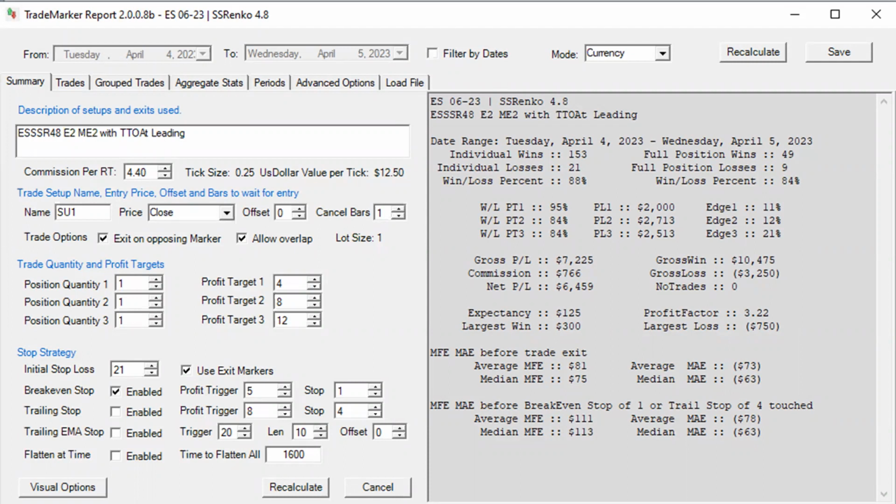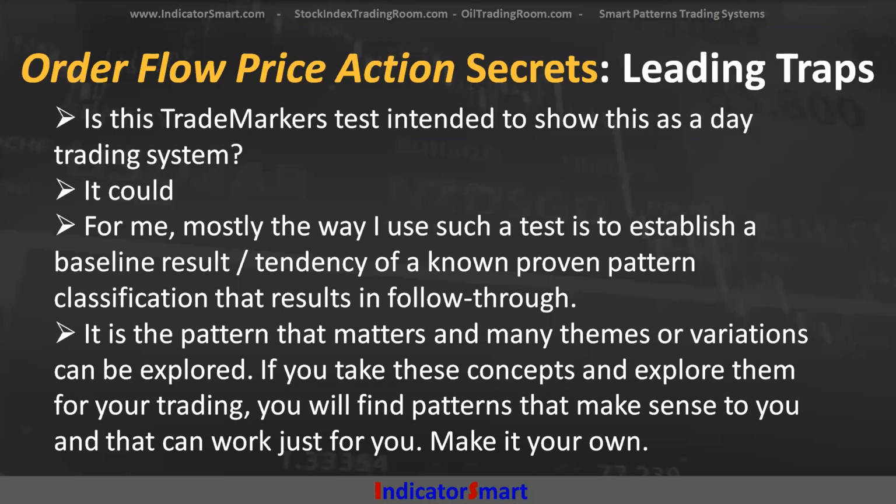A lot of times stops and things like that are a lifestyle choice. So is this trade markers test intended to show this as a day trading system? Could be. You could use this as a day trading system. But after you start thinking the way that I'm trying to teach you in these videos, after a while you don't think of it that way anymore.